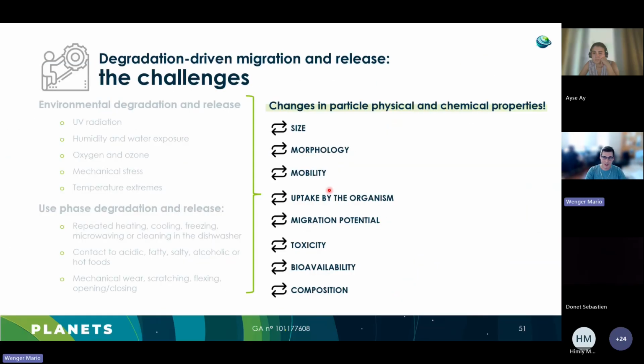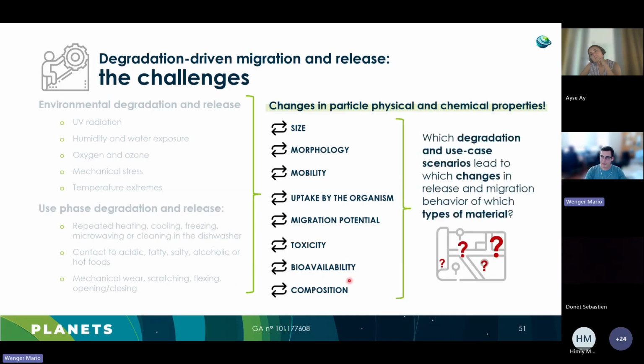But there are still a lot of challenges. For example, the changes in the particle's physical and chemical properties, like the size, the morphology, or the mobility, uptake by organisms, toxicity, bioavailability, and composition, which can always change during degradation. And the biggest question then is which degradation and use case scenarios lead to which changes in release and migration behavior of which types of material.